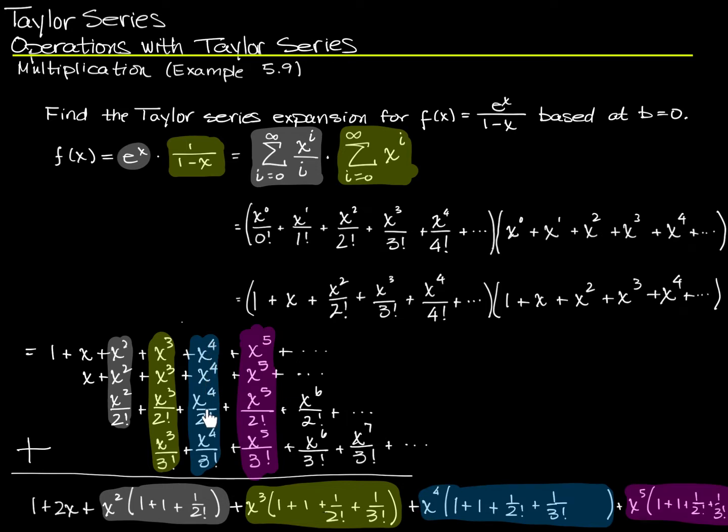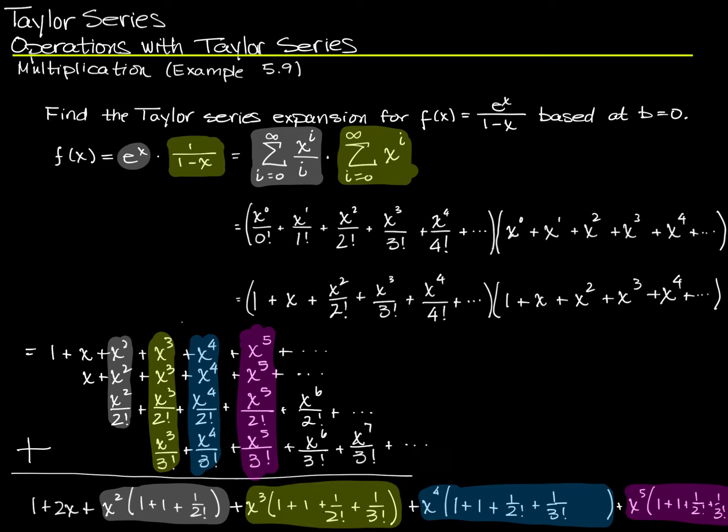So when I add up this column, factoring out x to the fourth, I get x to the fourth times 1 plus 1 plus 1 over 2 factorial plus 1 over 3 factorial. And when I factor the x to the fifth out here, I get x to the fifth times 1 plus 1 plus 1 over 2 factorial plus 1 over 3 factorial.